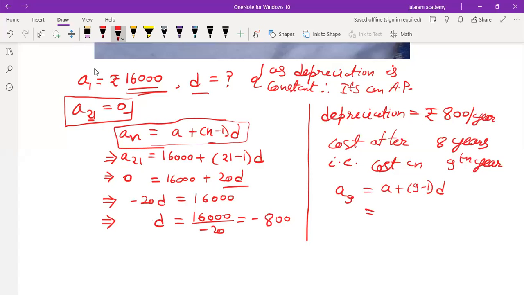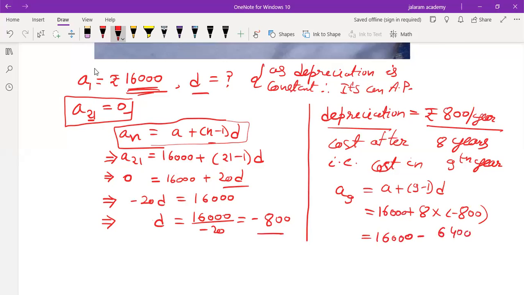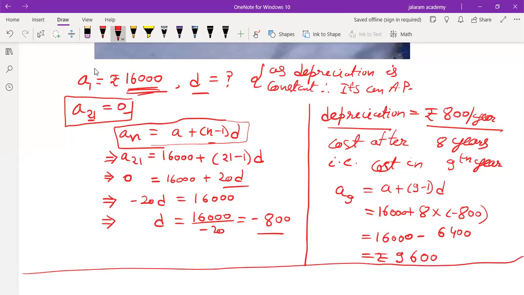A is already given, 16,000, plus 8 into the rate of depreciation, we use minus 800 as it is the depreciation. We already have written depreciation, that's why we have not used the minus sign in this slide. 16,000 minus 8 times 800, which is 6,400, equals rupees 9,600. So the cost after 8 years, that is at the beginning of the 9th year, is rupees 9,600.